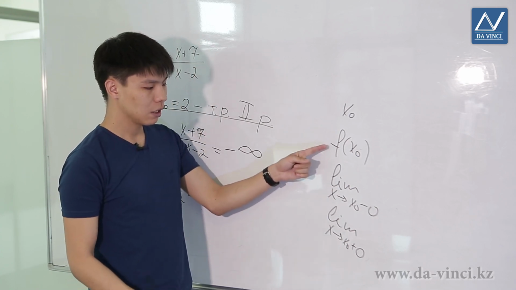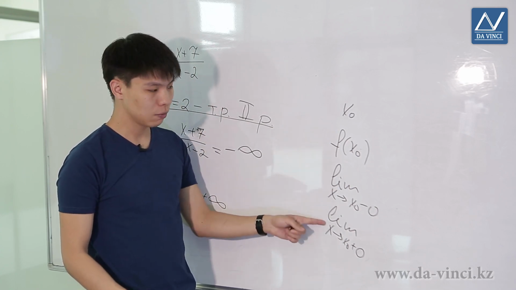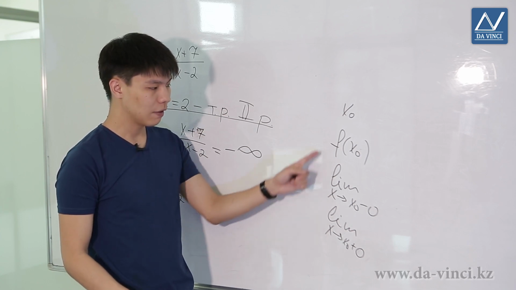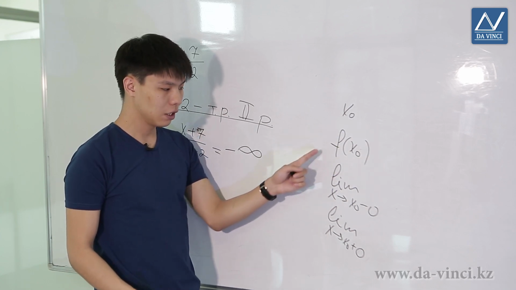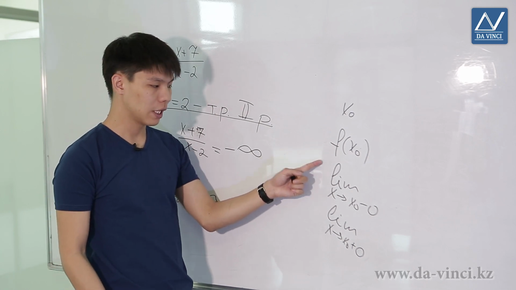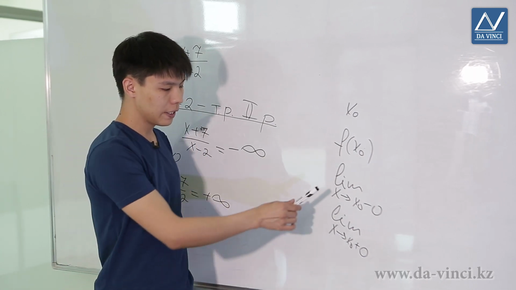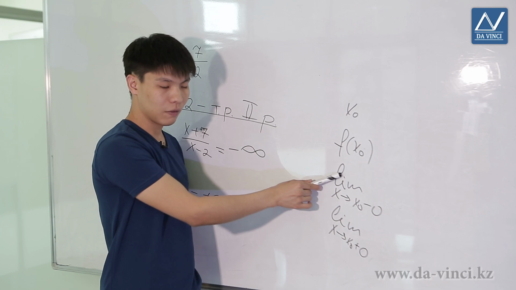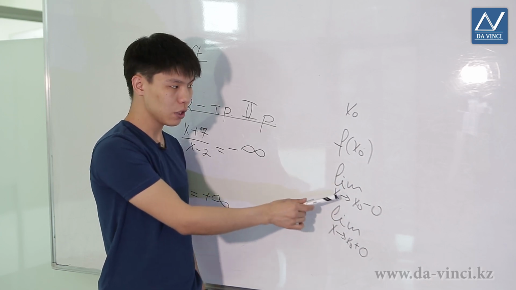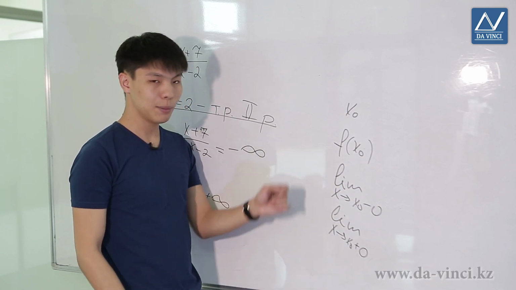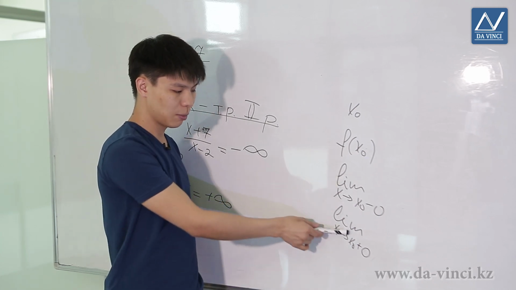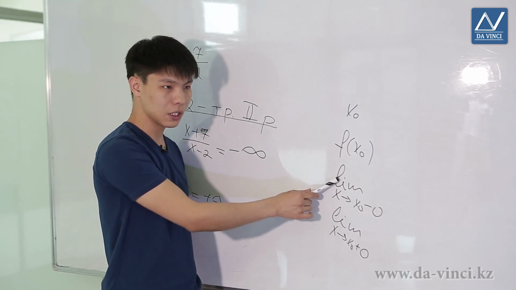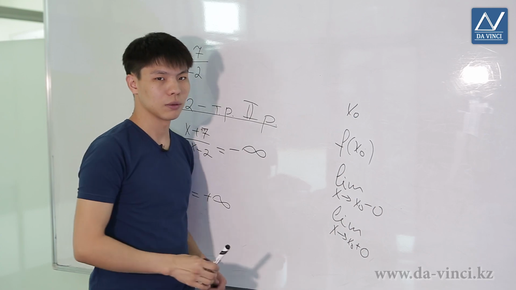If our left and right limits exist and are equal to each other, and the function f of x is not defined, then this is a discontinuity of the first kind, namely a removable discontinuity. If it turns out that the left and right limits are finite but are not equal to each other, then this is a discontinuity of the first kind, a jump. If one of these limits doesn't exist or goes to infinity, then this is a discontinuity point of the second kind. This lesson is over.